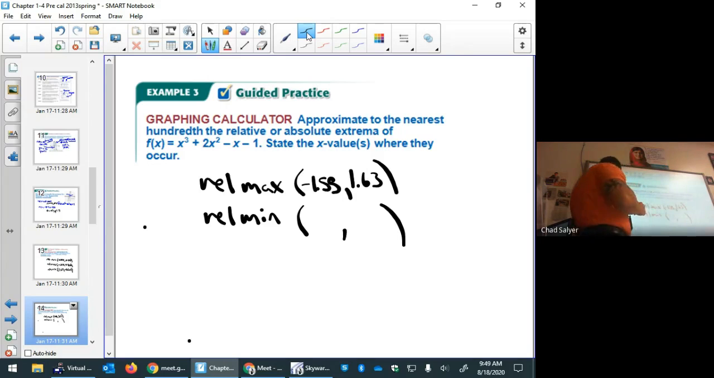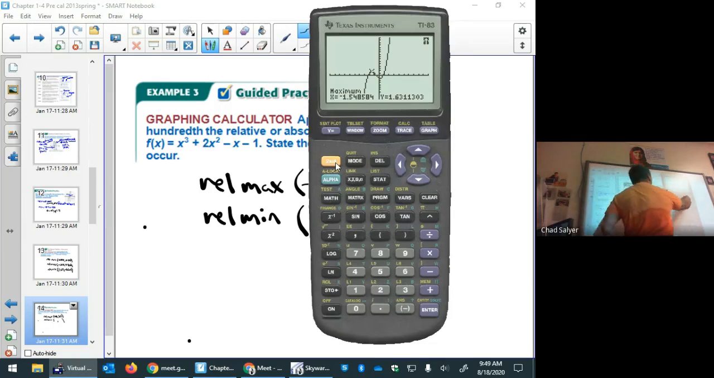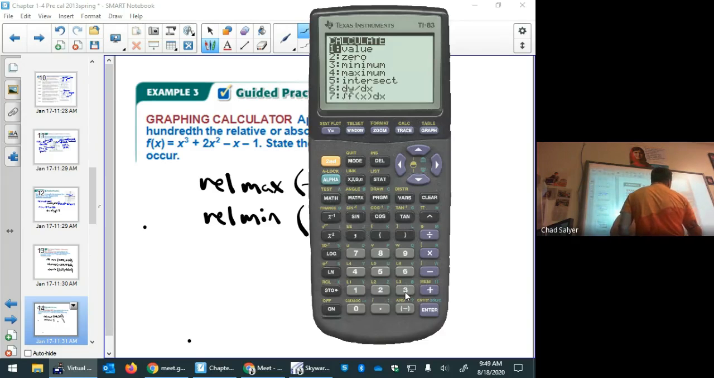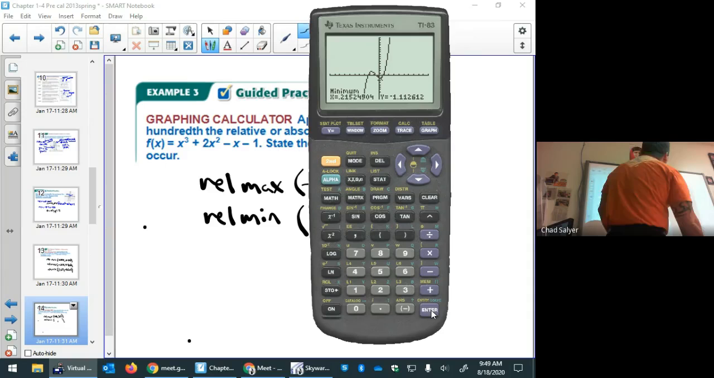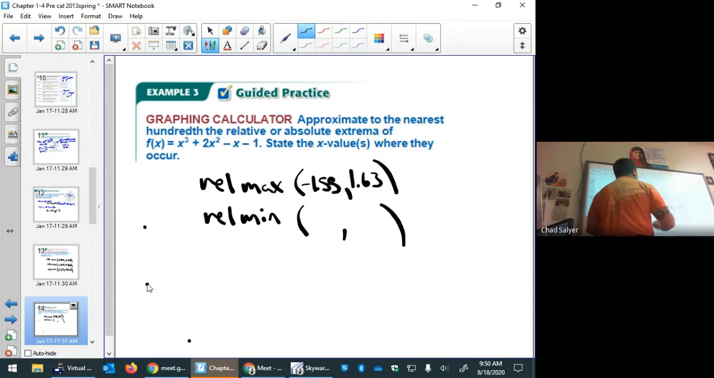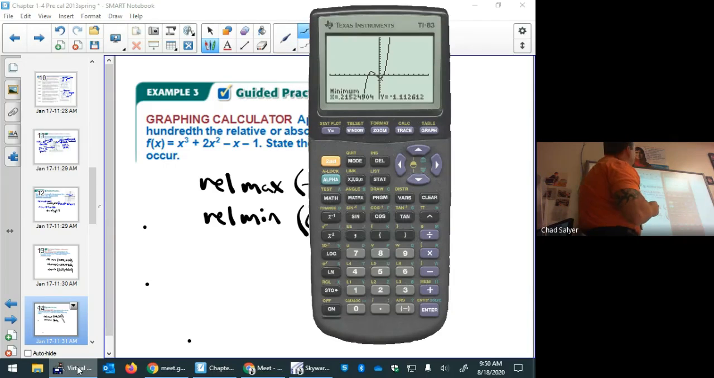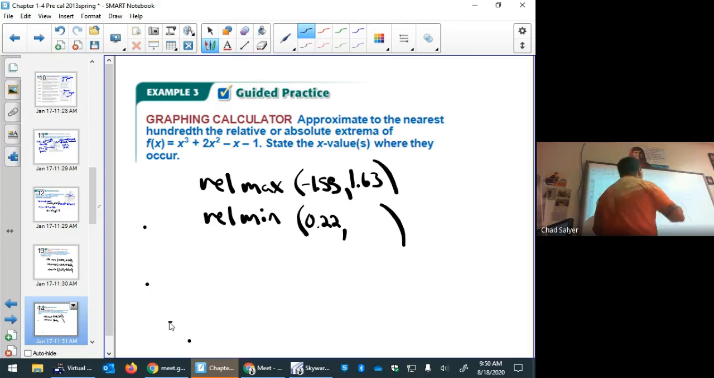And then the relative minimum, second trace, option 3. Start at -1, go to +1. That will capture it. And that lowest point is 0.22 on the x-axis to the nearest hundredth, 0.22. And then for the y, -1.11.